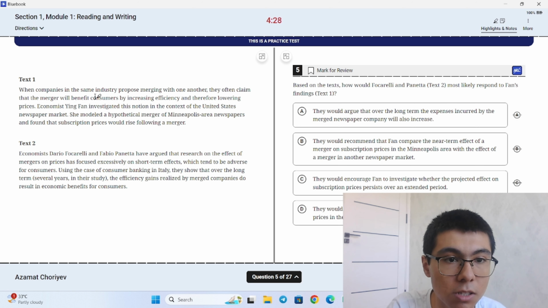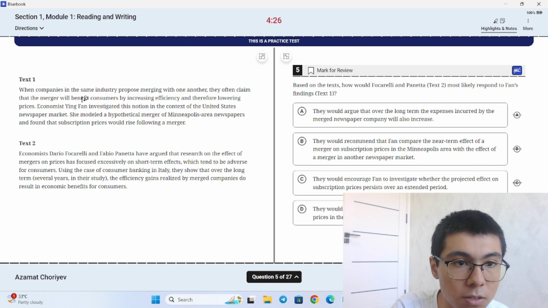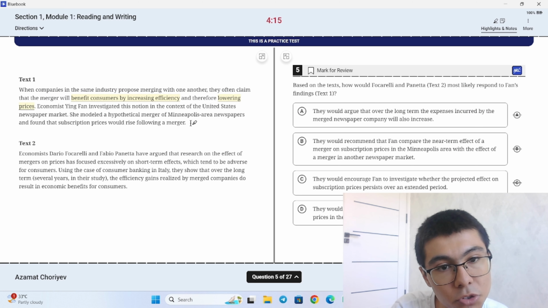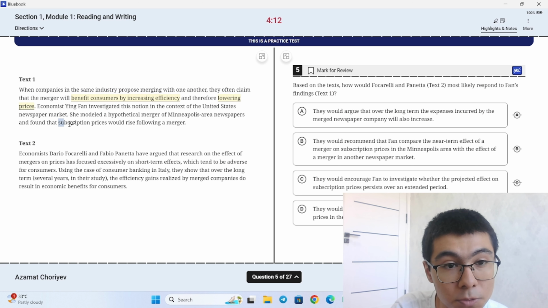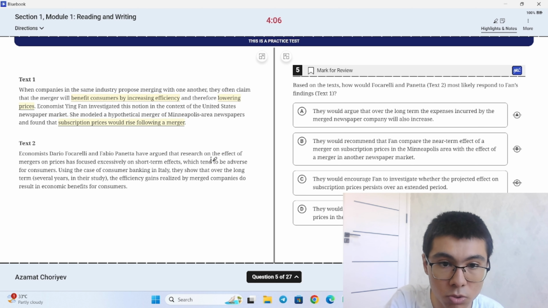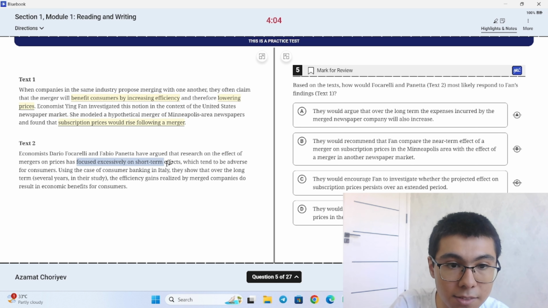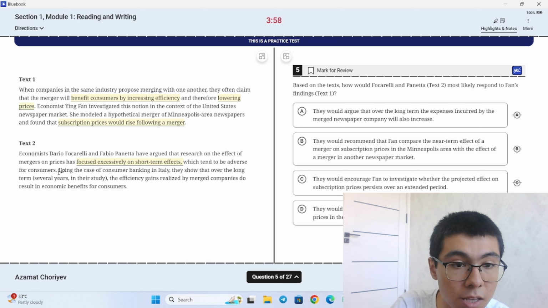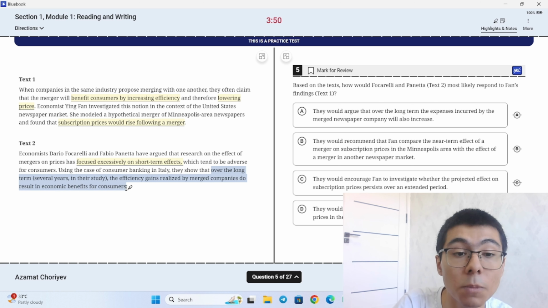Okay, text one. When companies in the same industry merge, they often claim that it will benefit consumers by increasing efficiency and therefore lowering prices. Okay, I think in the context of the United States, subscription prices would rise following a merger. Okay, text two. Economists have argued that research on the effects of mergers has focused excessively on short-term effects, which tend to be adverse for consumers, using the case of newspapers. Over the long term, the efficiency gains released by mergers do result in economic benefits.